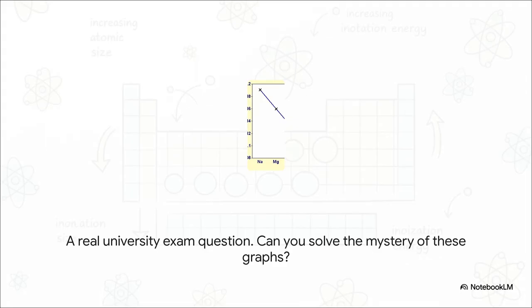This is question 5, straight from the source. What we've got are two mystery graphs, graph A and graph B. They're both charting some property for the elements in the third period of the periodic table, from sodium all the way over to argon. The thing is, one of them shows atomic size, and the other shows ionization energy. That's the energy it takes to rip off an electron. And our job? Figure out which is which.